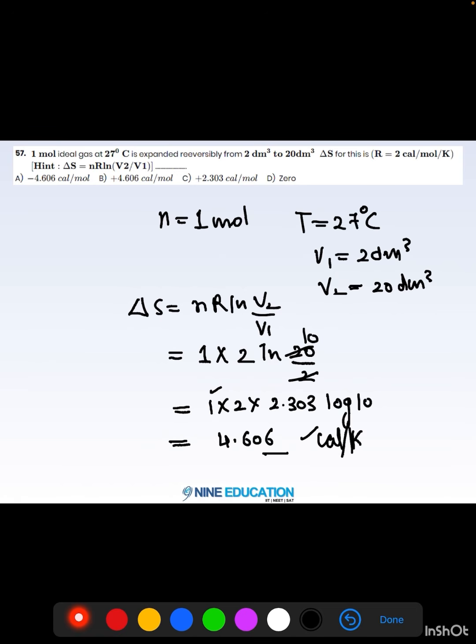Okay, so I hope you have received this correction here. So 4.606 calorie per Kelvin. So option B would be the correct answer.